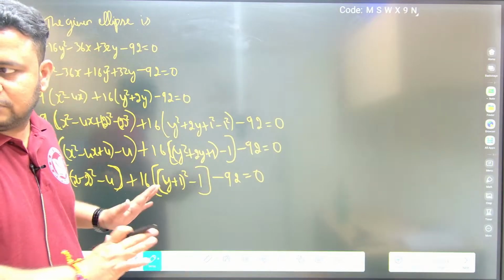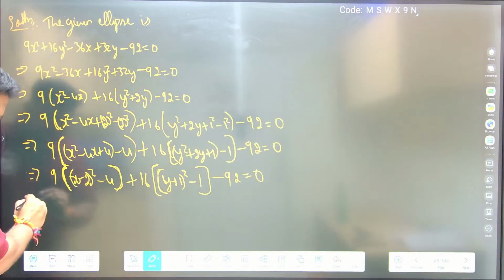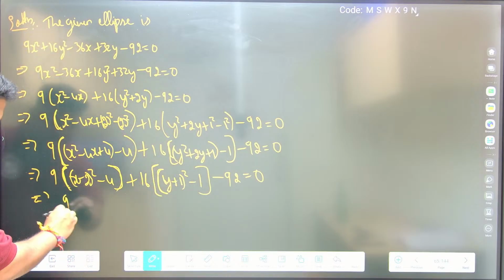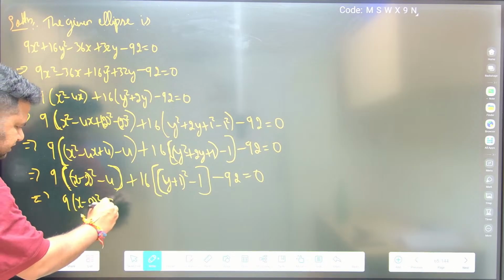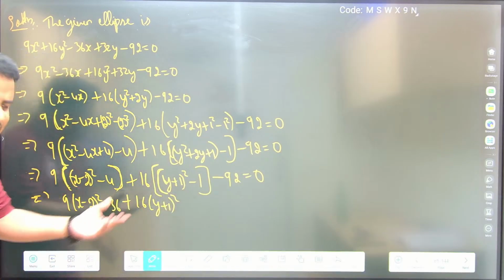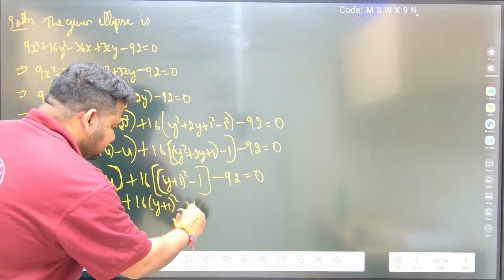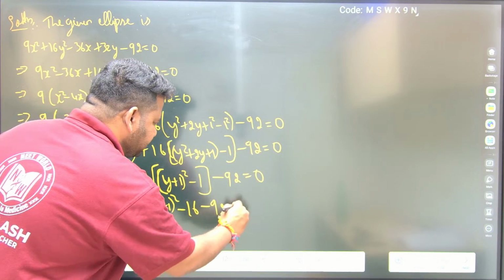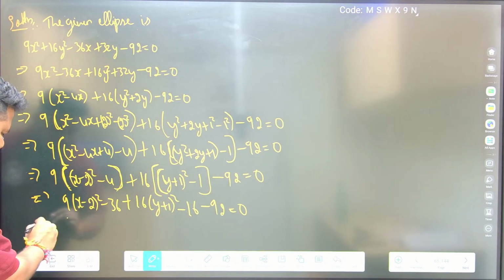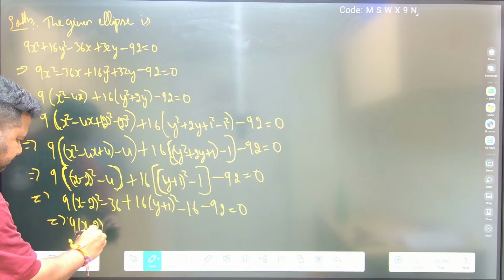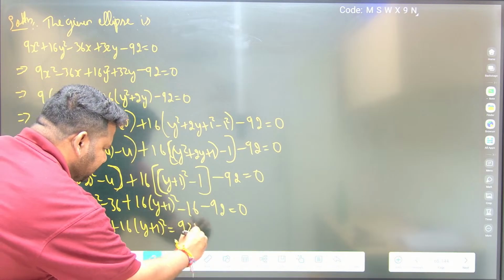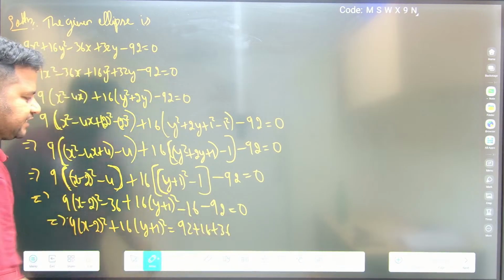Clear till here? Now observe carefully, these steps are very important. Multiply by 9 throughout for this bracket, and multiply by 16 for the other. We get 9(x − 2)² − 36 + 16(y + 1)² − 16 − 92 = 0. Now let us take all the constants to the RHS. This will become 9(x − 2)² + 16(y + 1)² = 92 + 16 + 36.